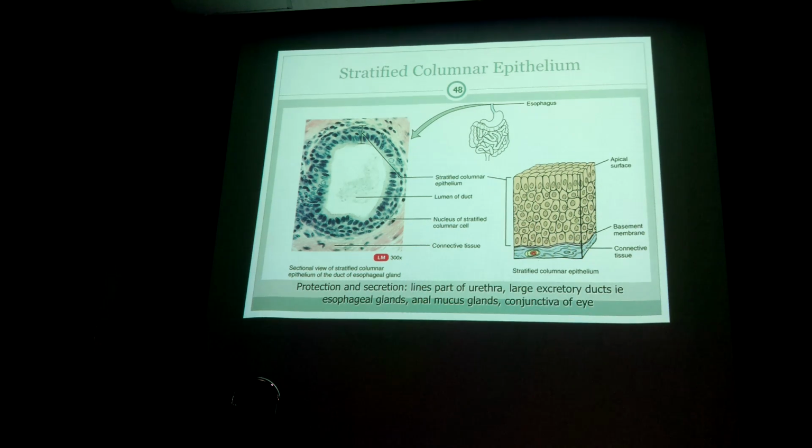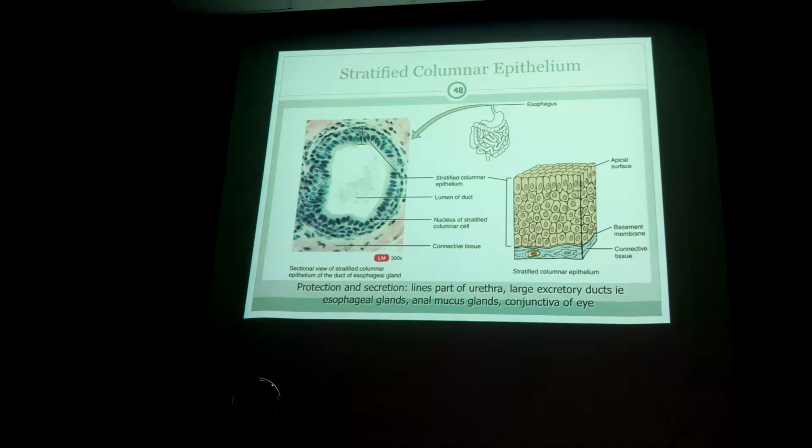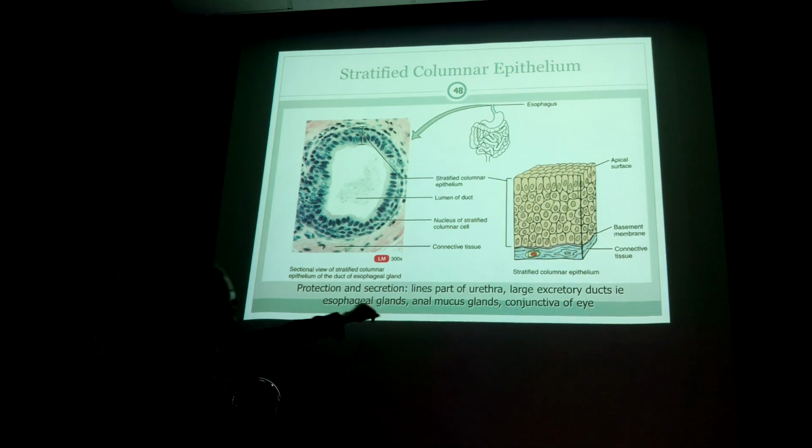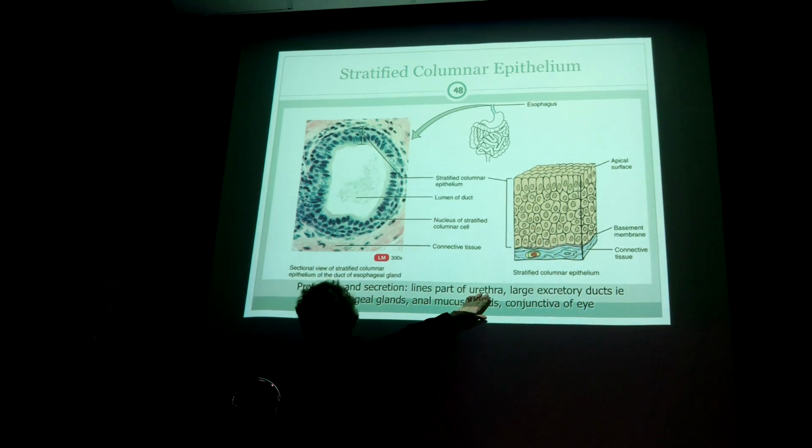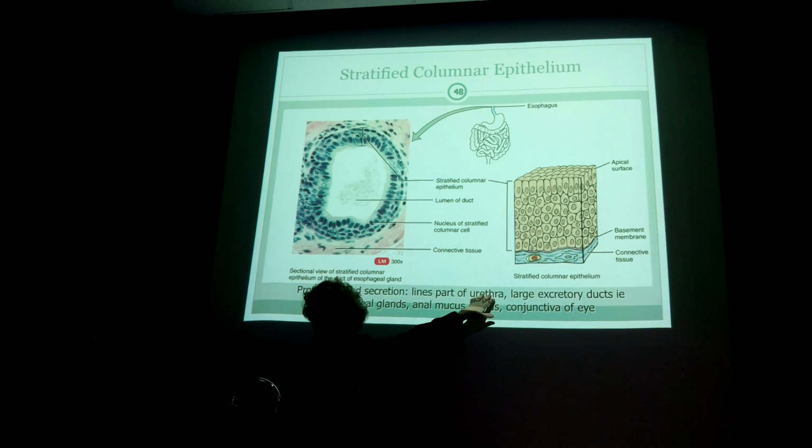Okay, so stratified columnar epithelium. Also what I want you to understand is you see how these terms are just being recycled, we're combining them in different ways, and that's giving us a very clear description of what we're looking at. That's really the big take-home message that I want you to have. So stratified columnar: protection, secretion. It lines part of the urethra. This is the urethra. Who knows what the urethra is?